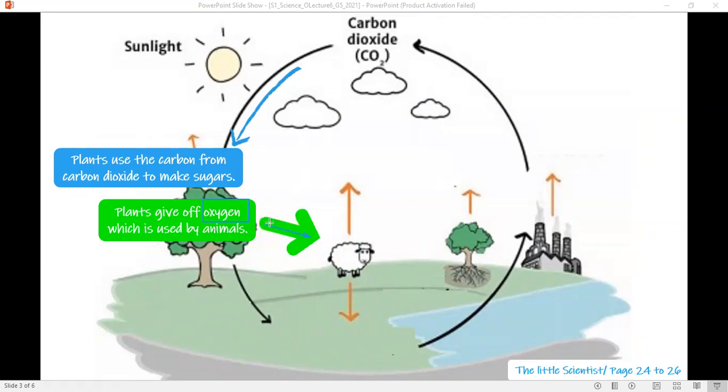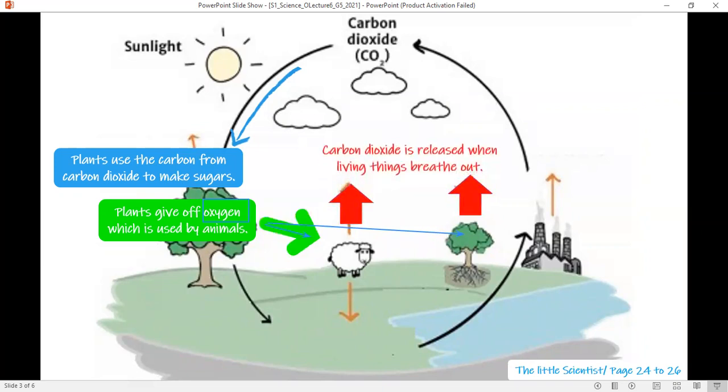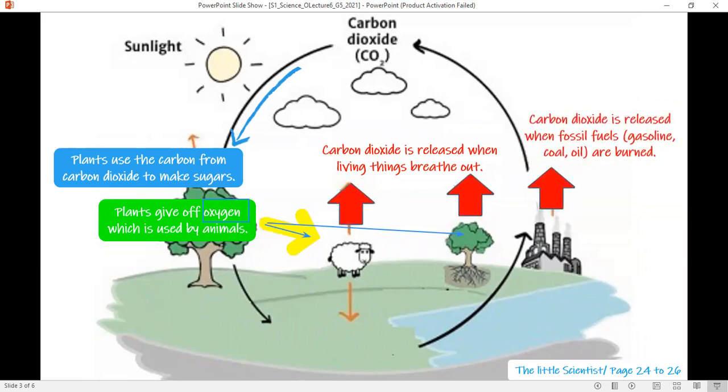To breathe, animals, plants, and people also take in, they inhale, they breathe oxygen, and they release, they exhale carbon dioxide back into the air. Also, when we burn fuel, when we burn oil, when we burn coal, when we burn gasoline, when we make fires, carbon dioxide is also released into the air.